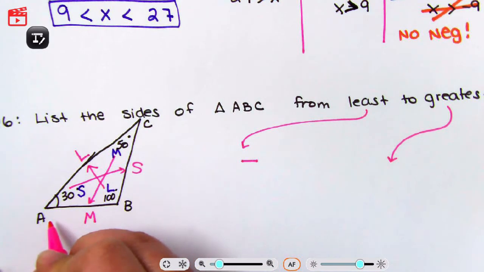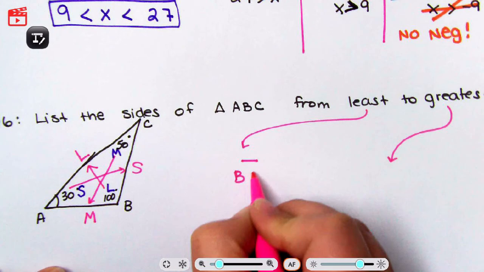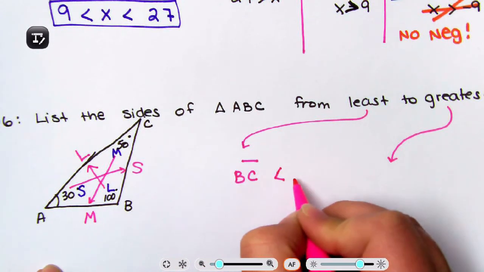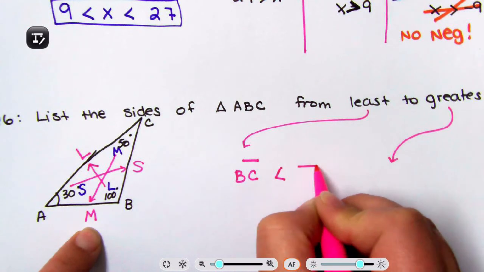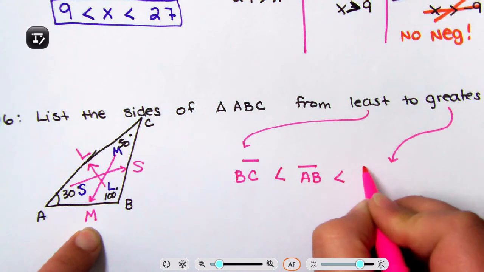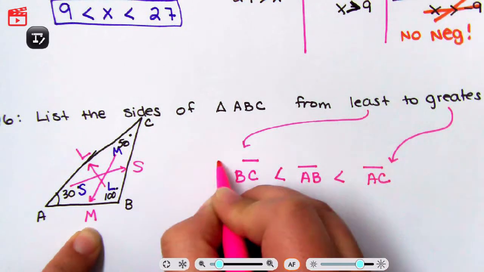Which one's the smallest? Smallest is segment CB or BC. Then we have, this is less than, our middle, which is segment AB. And then we have our largest, which is segment either CA or AC. Doesn't really matter the order.